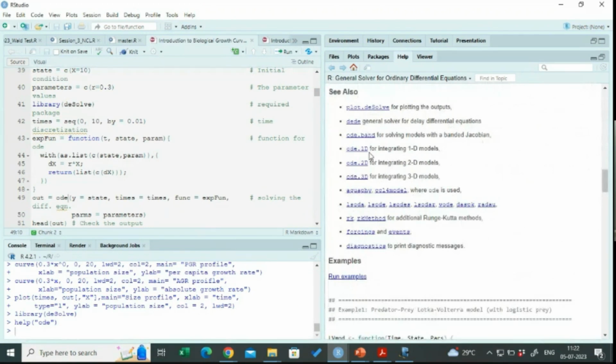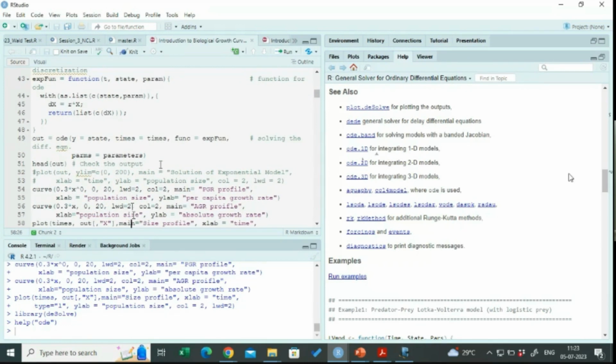So ode1D for 1D models, ode2D for 2D models, or 3D models, right? You can basically play with it. Now this is the function. ode is the function to which you have to pass the times, the time points at which you want the solution. You have to pass the state, meaning the initial value, and the function for the differential equation, and params equal to the parameters. That is, the values of the parameters which I have stored here, that you need to pass.